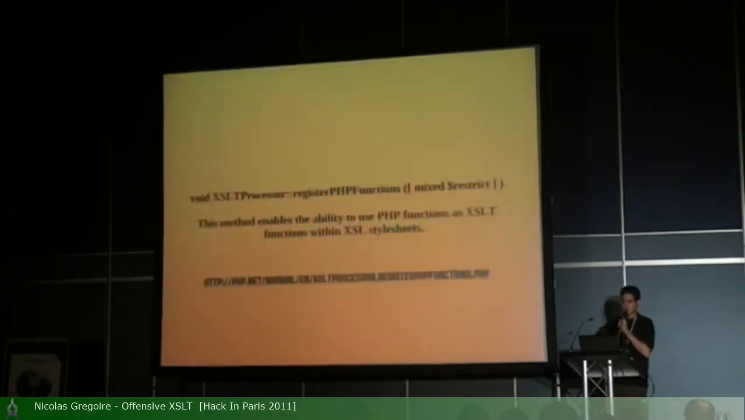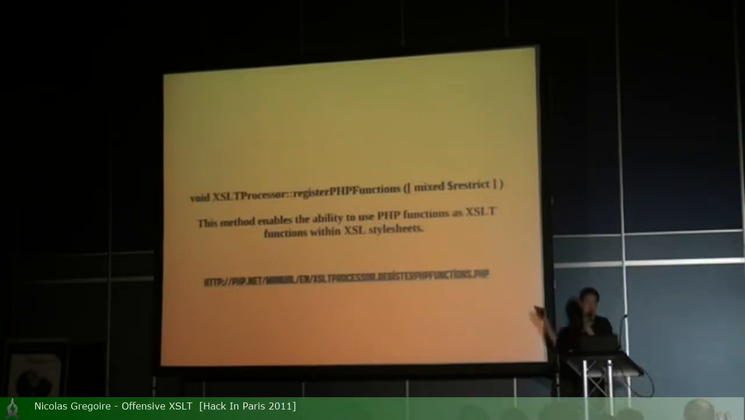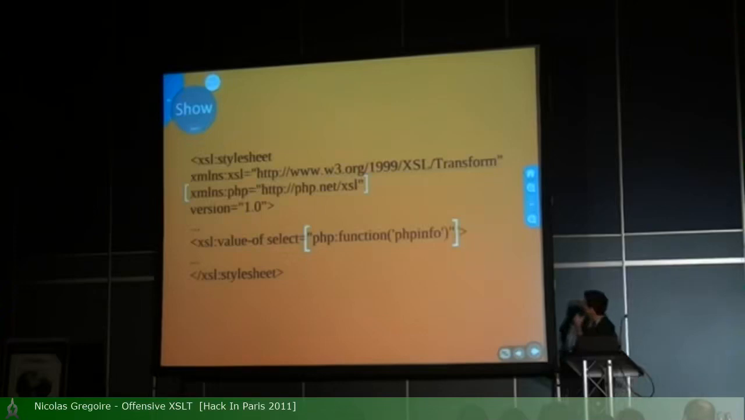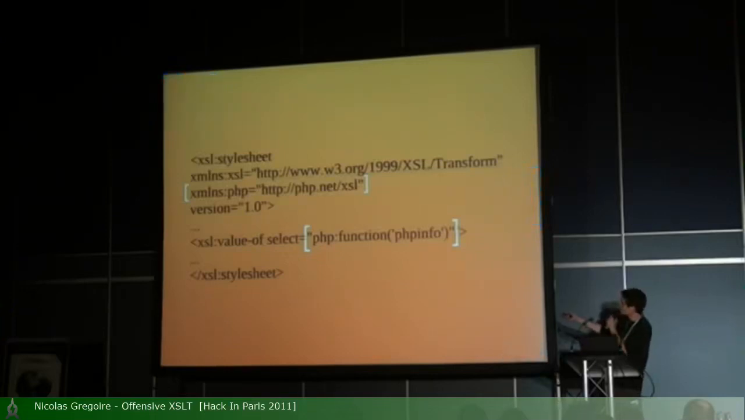You have a very nice function, registerPHPFunctions, that is documented, and it allows you to call a PHP function from an XSLT XSL style sheet. So it's really great. And you have this kind of transformation. We just map a namespace to PHP. It could be any value. And then we call our namespace with function and your PHP code directly. So here it's phpinfo. It could be, of course, exec, system, whatever.